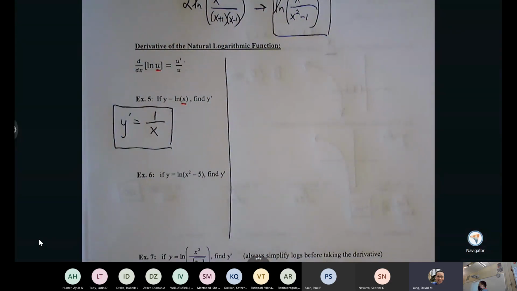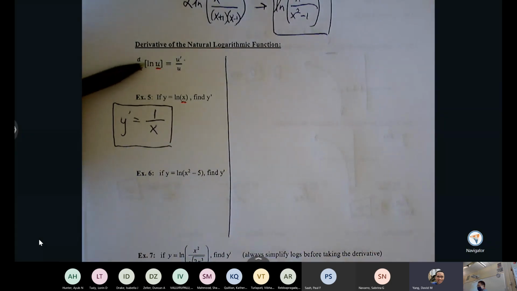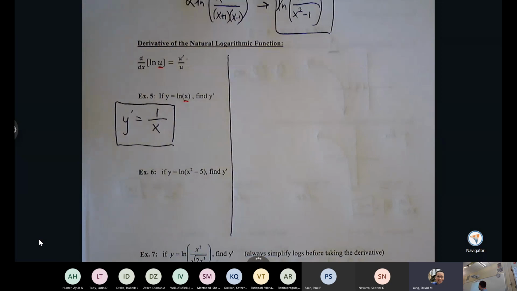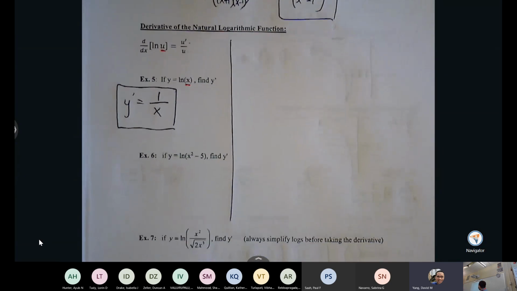Notice that when you find the derivative, we don't write natural log again, right? Natural log just drops out and doesn't appear in our derivative rule. Okay, questions there?